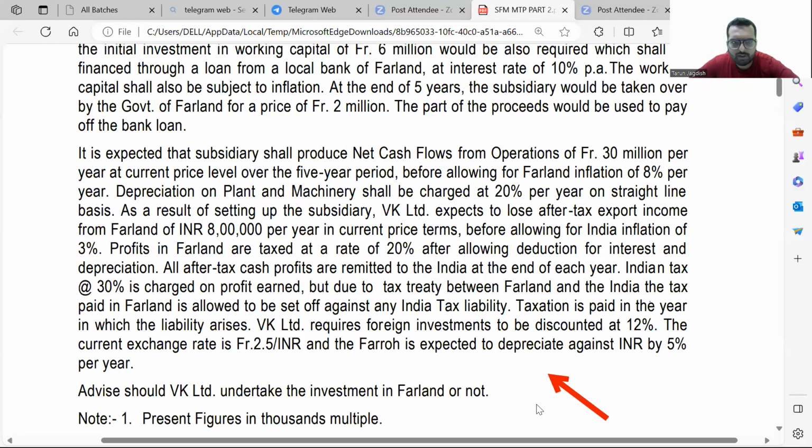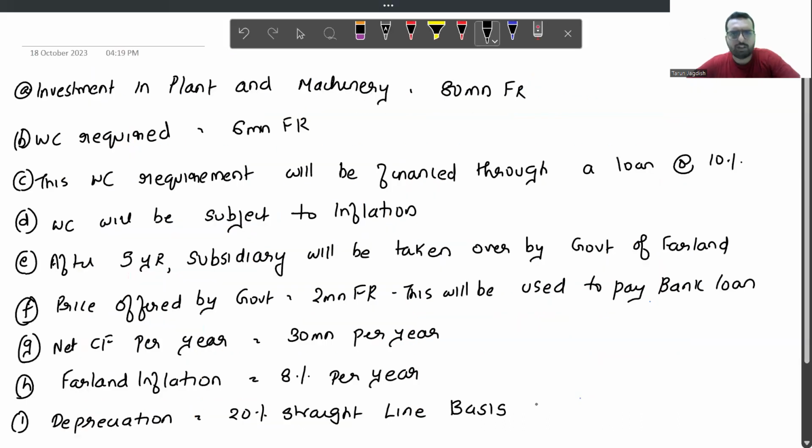Depreciation on plant and machinery shall be charged at 20% straight line basis. Can you write down till here and understand till here?